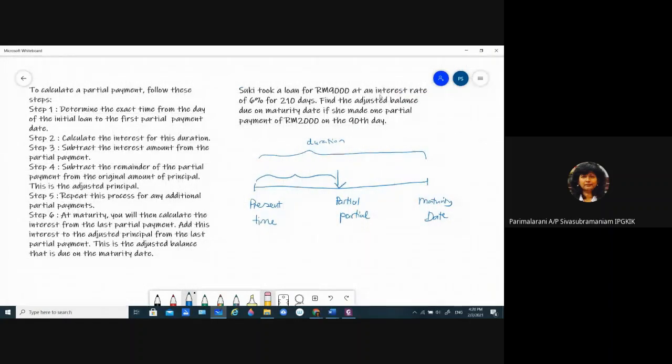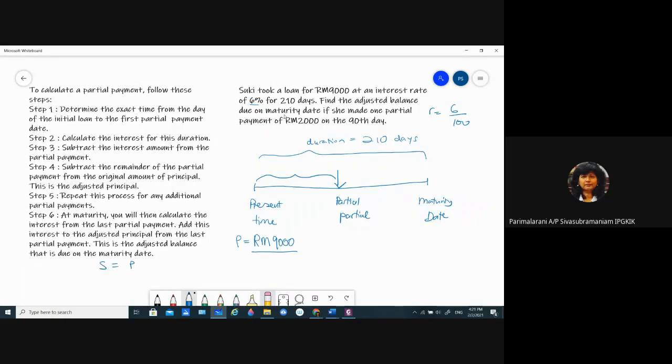Suki took out a loan for 9,000 at an interest rate of 6% for 210 days. That means this duration is 210 days, correct? She took the loan for 9,000 ringgit. This is her loan that she took present day. This is her principal, 9,000. Interest is 6%. That means R is 6 over 100. So by right, how much must she pay at the end here? Let's calculate the simple amount.